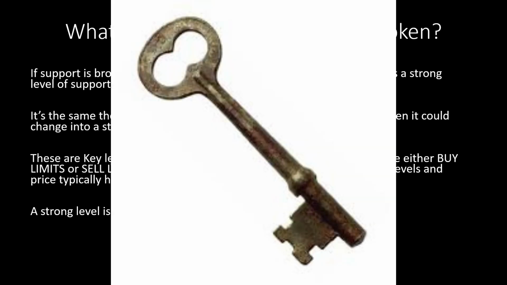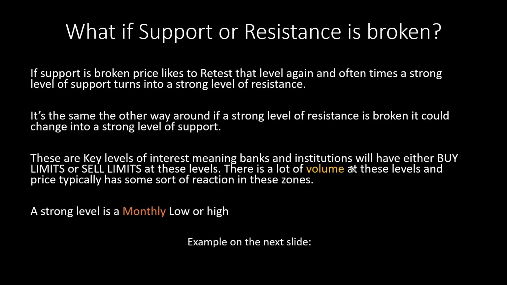So these are key levels of interest, meaning banks and institutions will either have buy limits or sell limits at these levels. There is a lot of volume at these levels, and price typically has some sort of reaction at these zones. A strong level is a monthly low or high. You can also use weekly highs or lows. So let's have a look on the next slide.